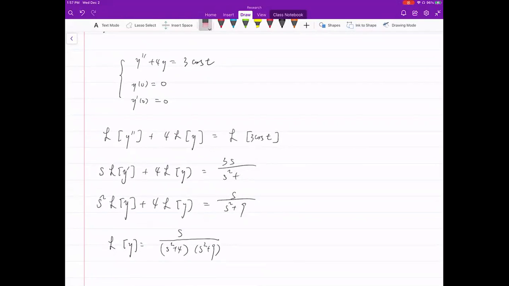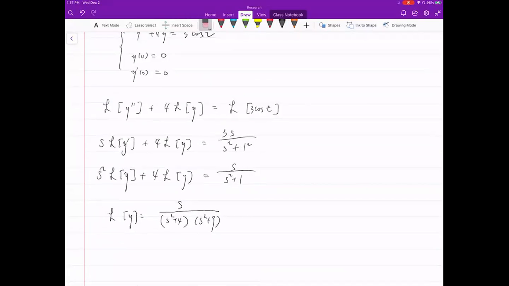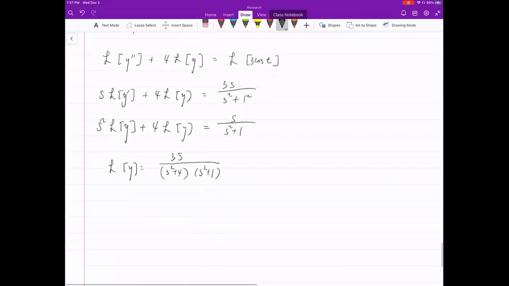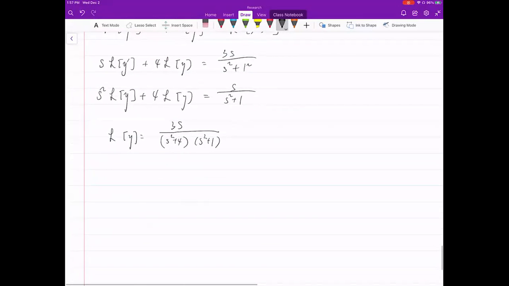Well, not too bad. 1 squared, 1, 1 and 3. Everything else looks okay. All right. Okay. Partial fraction time.